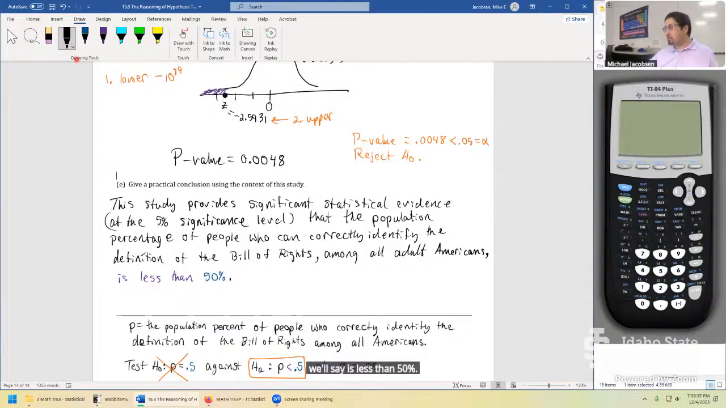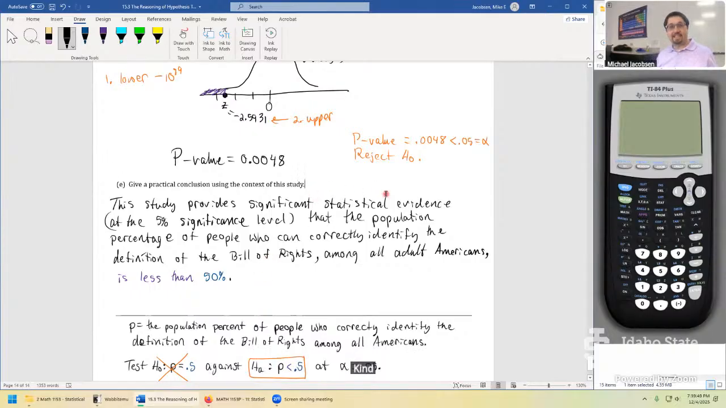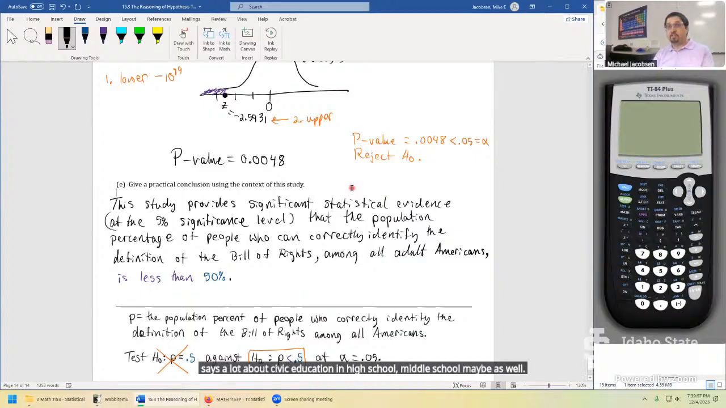So that's finally our conclusion. Less than 50% of adults in the United States of America can correctly identify the definition of the Bill of Rights in a multiple choice test. Kind of an interesting study that they came up with. It says a lot about civic education in high school, middle school, maybe as well. But any last questions at all, folks, getting to the final statement of this test here?